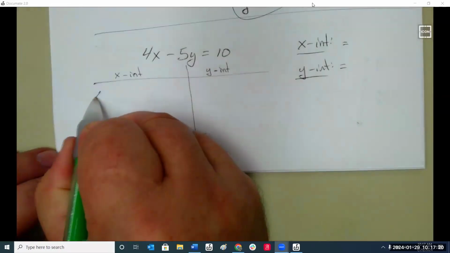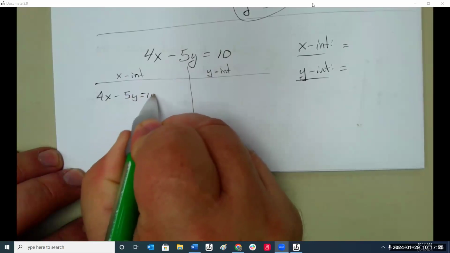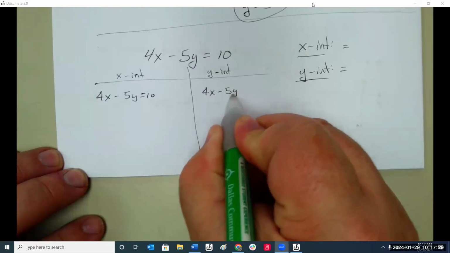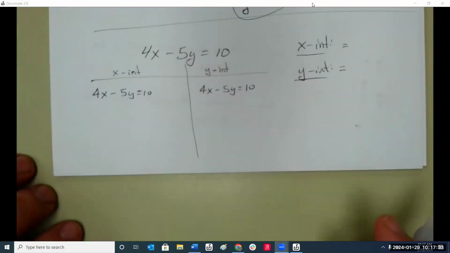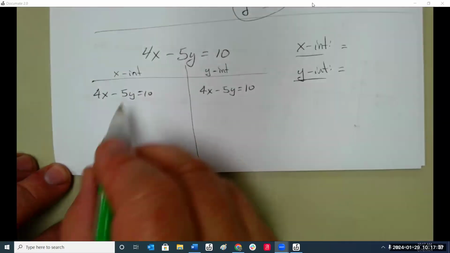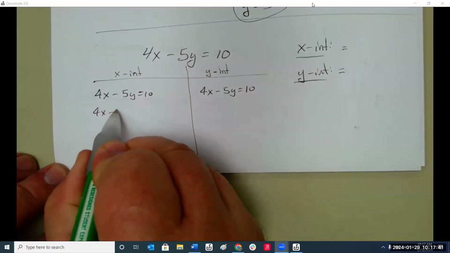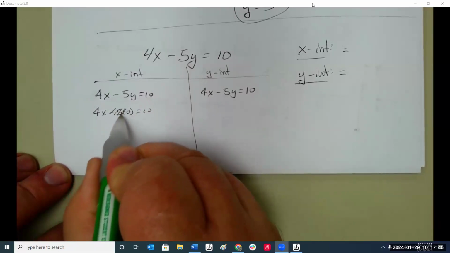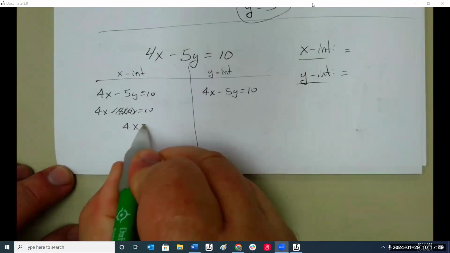So let's look at these two. We have 4x minus 5y equals 10. For the x-intercept, what do you do first? Set y equals 0. Basically, what that means is get rid of it. So it means 4 times x, 5 times 0 equals 10. So that disappears. So we just have 4x equals 10.